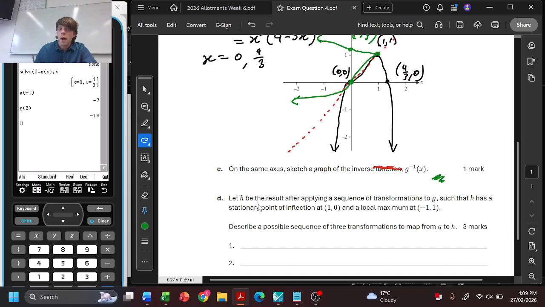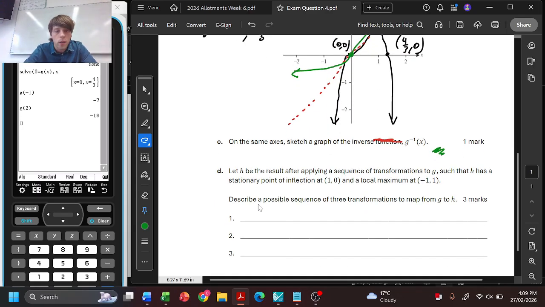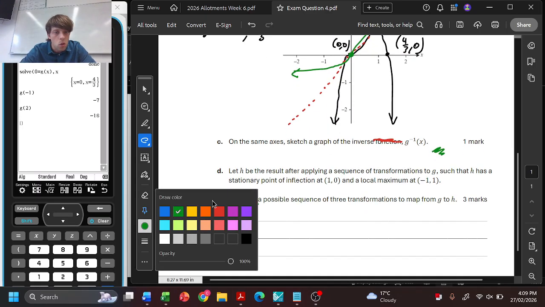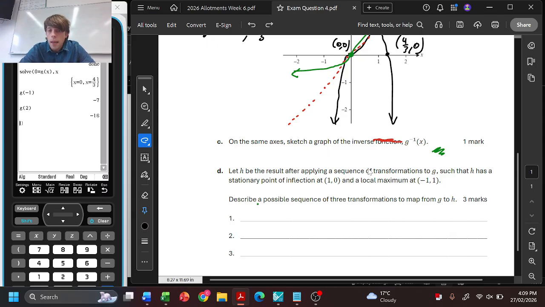Okay. So this last question is really important because this is what we were looking at this week. Now, when we are describing transformations, first up, the question says, let H be the result of applying a sequence of transformations to G such that H has a stationary point of inflection at (1, 0) and a local maximum at (-1, 1). When you're doing a question like this, it's really important that you get the order right. I would recommend using an order something along the lines of DRT, or you can do RDT.